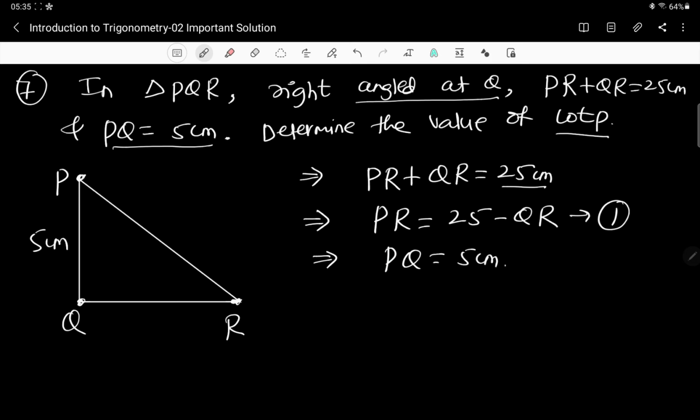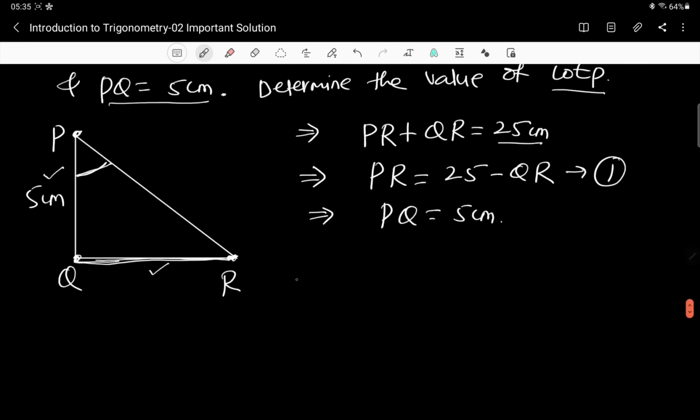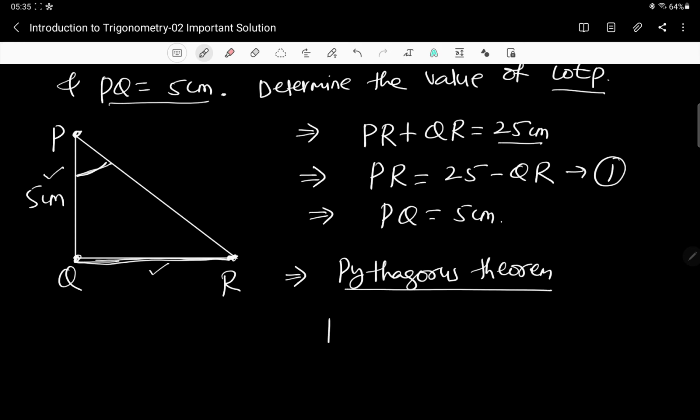Now they're asking us to find the value of cot P. I mean, this cot P they're asking. To get the cot P, I need QR, correct? If I get the value of QR, then I can say that cot P is equal to adjacent side divided by opposite side. All right, let us try to find this QR now. How to do this? By using Pythagoras theorem. All right, we can use Pythagoras theorem now. So if we use Pythagoras theorem, what we are going to get: PR square is equal to PQ square plus QR square now.